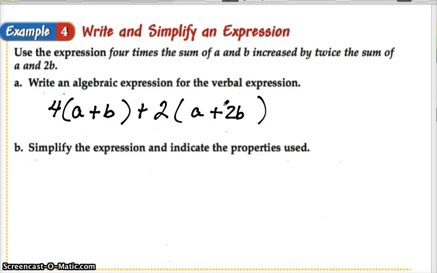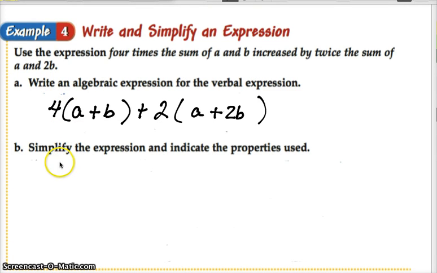So the next thing that we're going to do is simplify, right? It says to simplify the expression and indicate the properties used. I'm going to be honest with you. If you think of the property and it pops out at you, you can write the property down. If you don't, that's okay, but you need to be doing it in a correct manner. So let's take a look at how we'll do this.